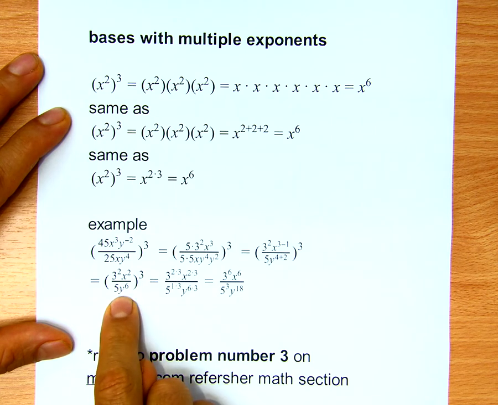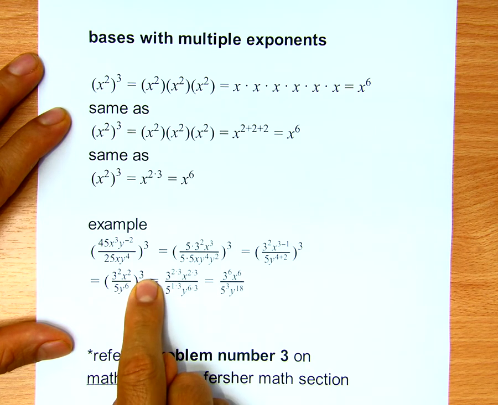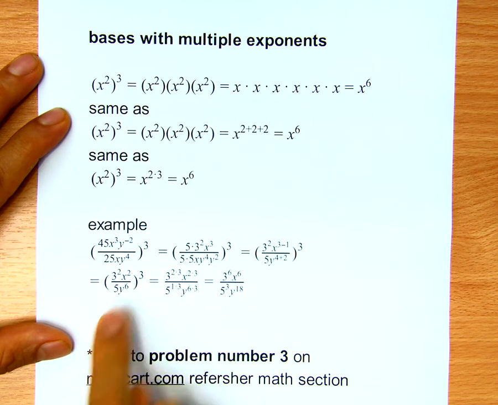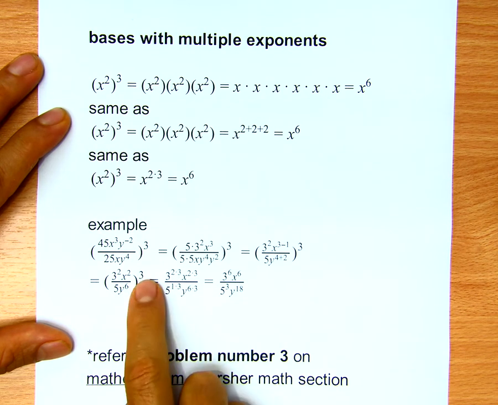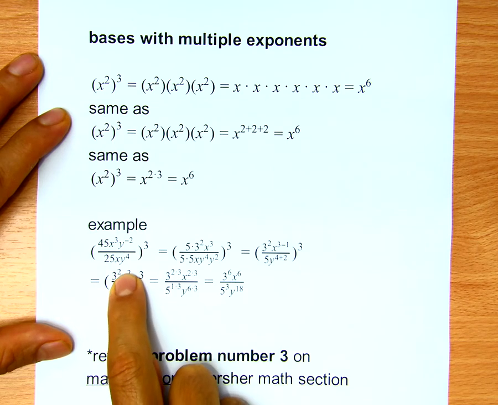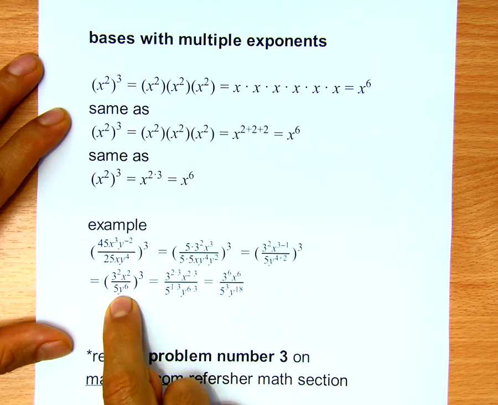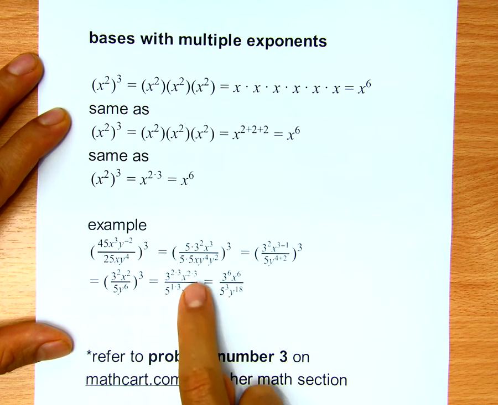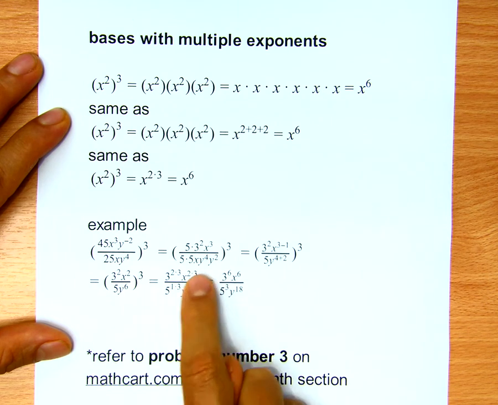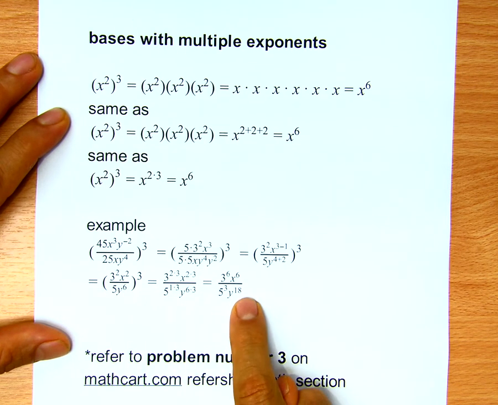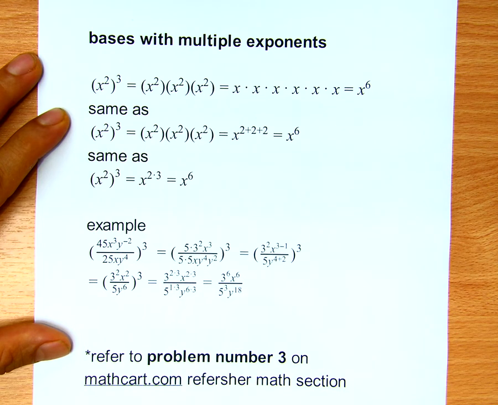So now that I have the inside simplified, I will multiply this exponent times each of the powers that are inside this bracket. So I will take the 3 and multiply it times 3 power 2. I will take the exponent of 3 and multiply it to the exponent of x power 2. I will also do that with the base of 5, and I will do that with the base of y power 6. So I'm going to multiply this 3 to all the powers, and then I will simplify to my final answer.